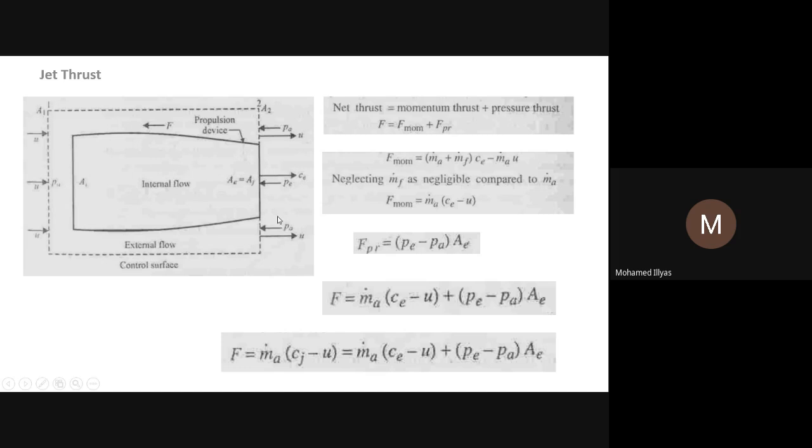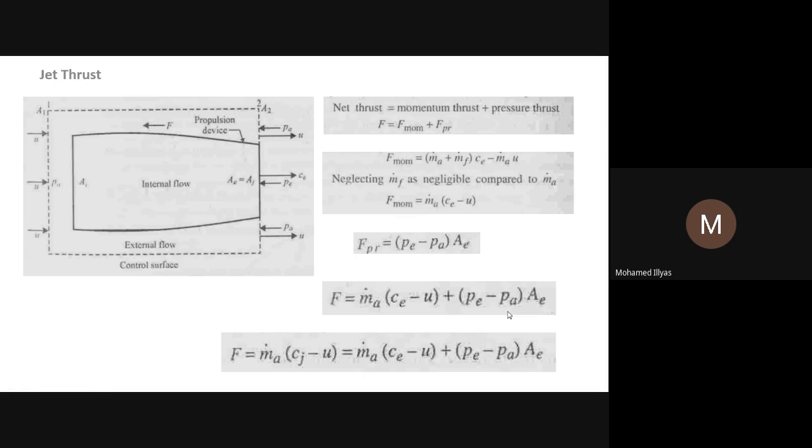So when I keep on reducing the gas pressure here, if the nozzle is very effective, if it is an effective design, the expansion will take place so that the gas pressure at the nozzle exit will be equal to the ambient pressure. In that case, PE will be equal to PA, and there won't be any pressure thrust.